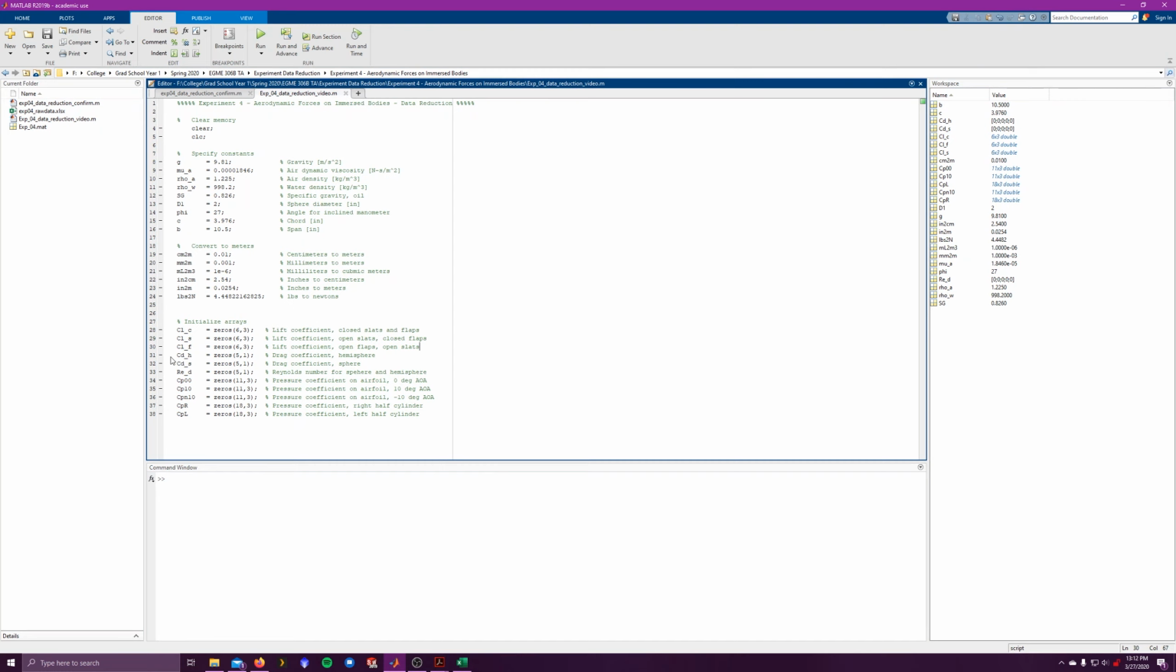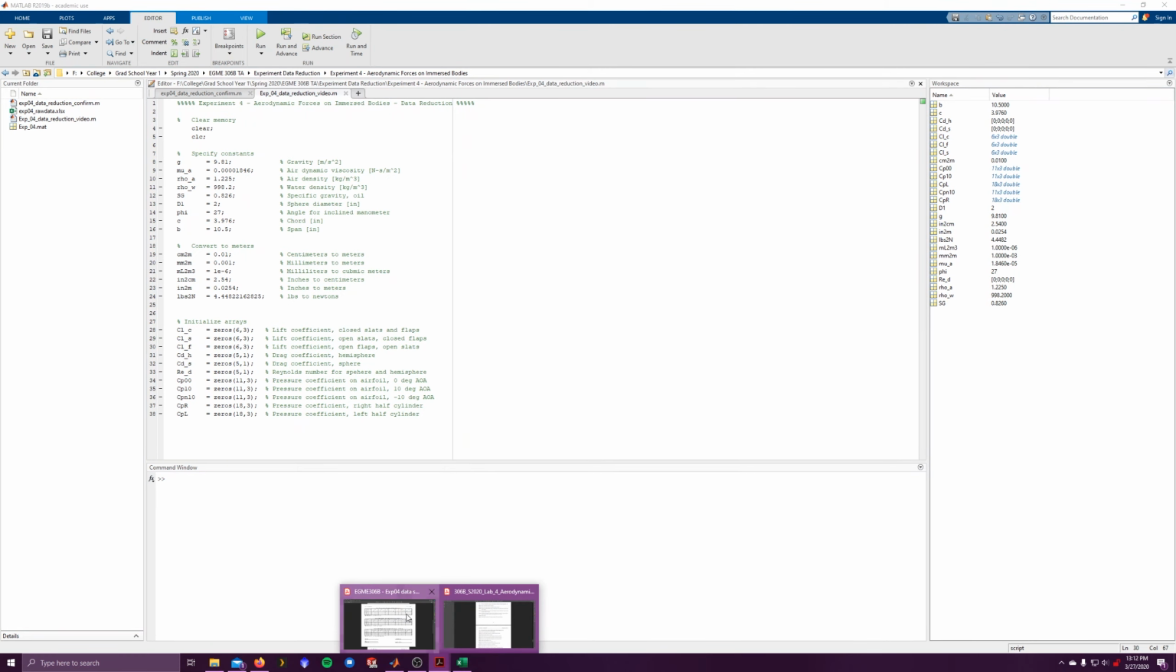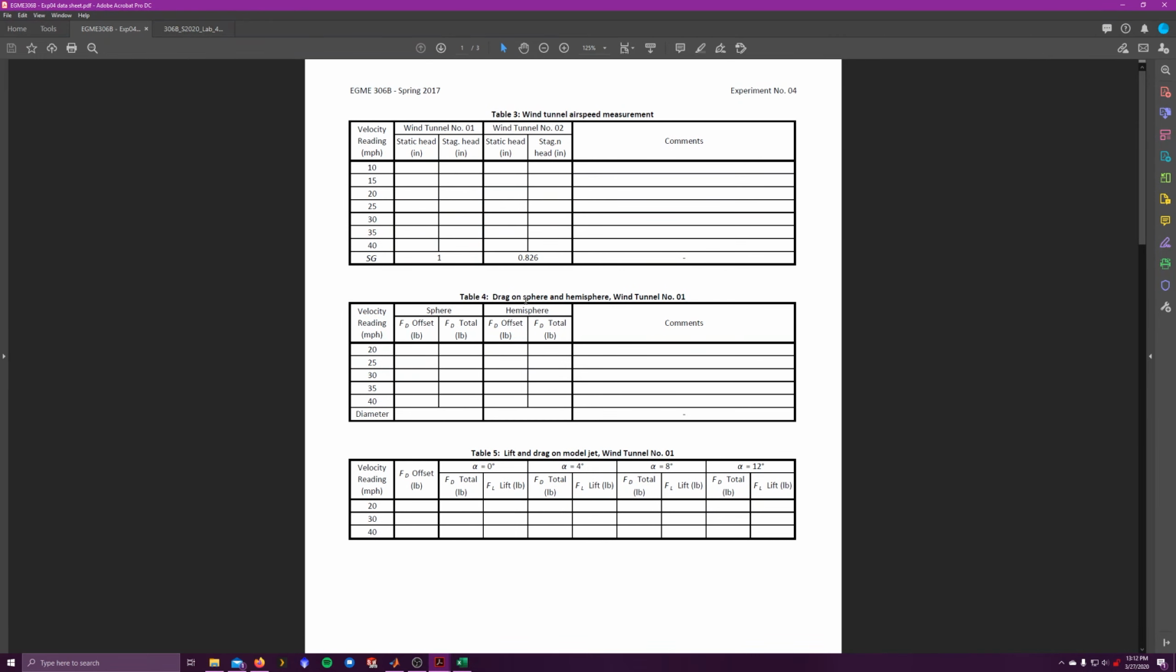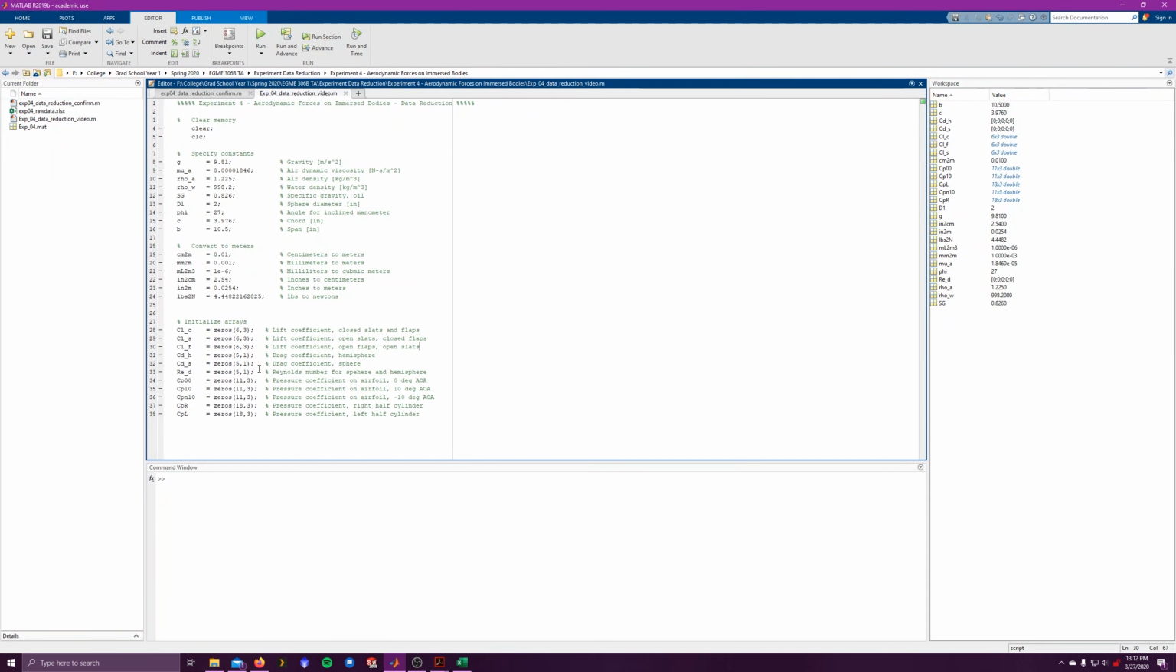The second thing I have here is the drag coefficient for the hemisphere and the sphere. So we have the drag for the sphere and the hemisphere, and I have 5 readings for the velocity, and then I have the sphere and then the hemisphere, so that'll just be zeros of 5, 1. And then I'm getting the Reynolds number for the sphere and the hemisphere as well. Okay, so that's going to be 5, 1 as well.